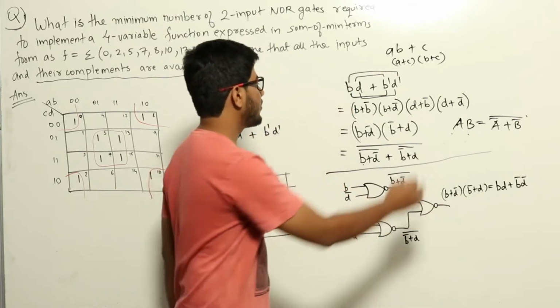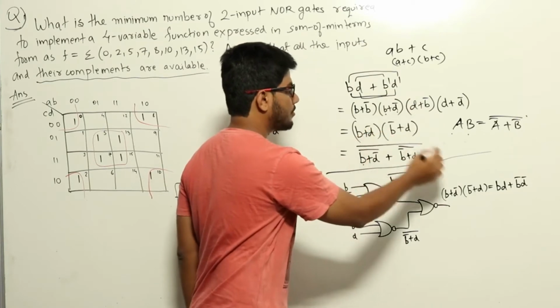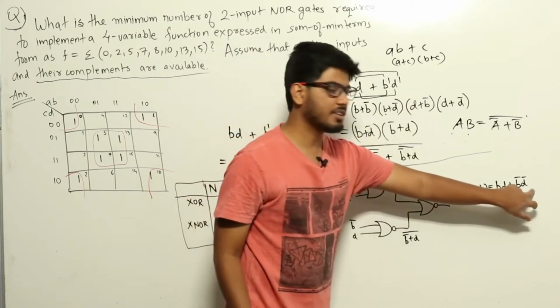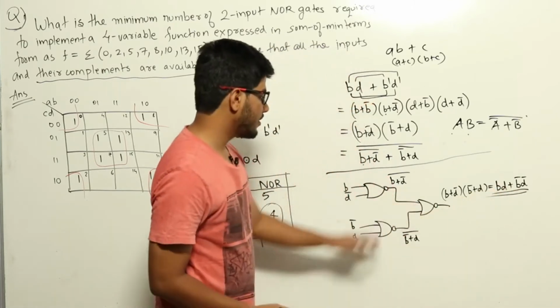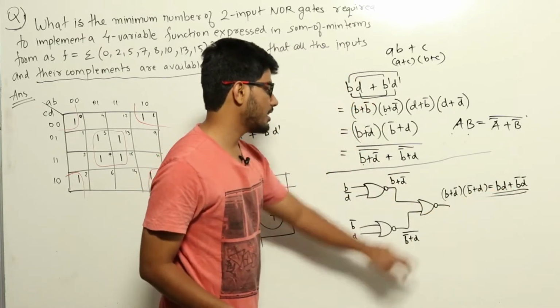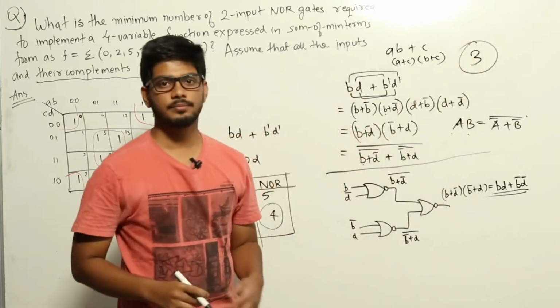That is nothing but what we have here. That is BD complement plus BD complement plus B complement D, that is again BD plus B complement D complement. This was our initial function. So clearly we can implement this using 3 NOR gates. So the answer to this question is 3.